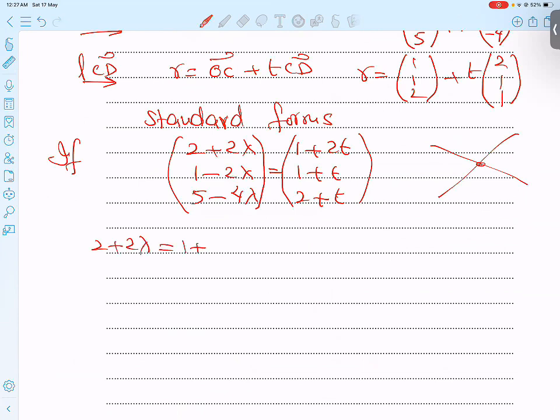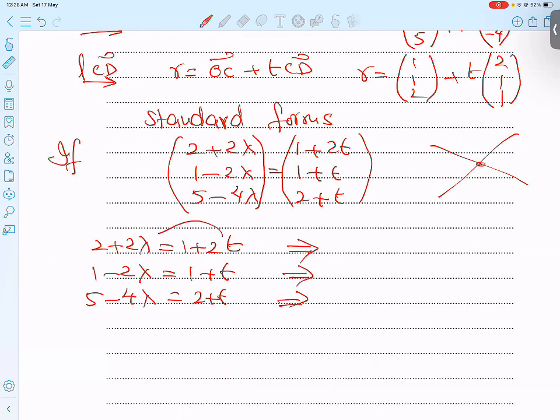So a lot of patience is required to solve this kind of question. So let's see. Second equation, 1 minus 2 lambda equals 1 plus t. 5 minus 4 lambda equals 2 plus t. I hope the point is very clear. Let's complete it. We got 3 equations.